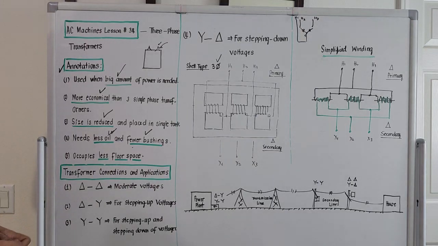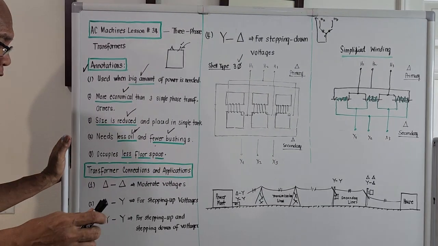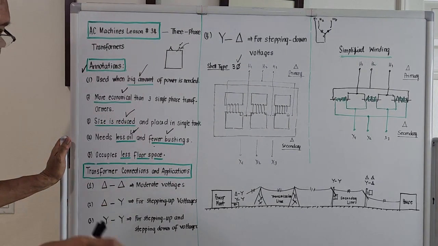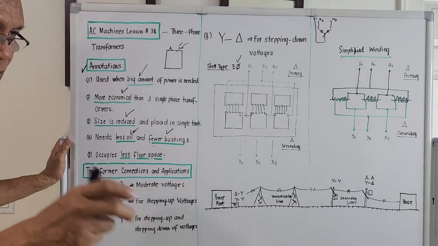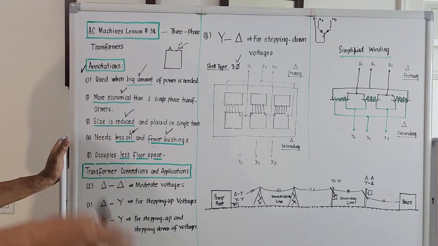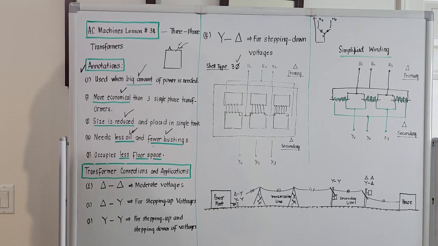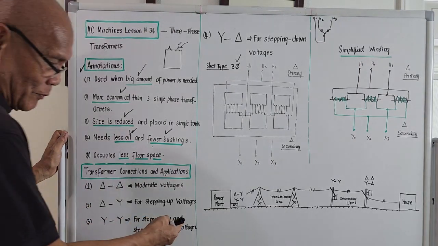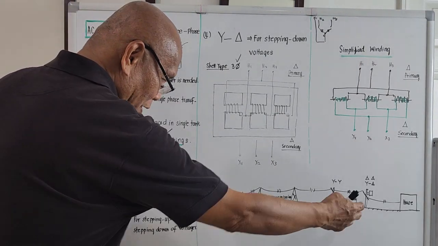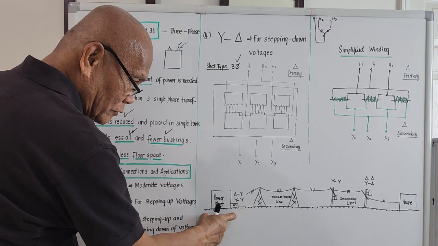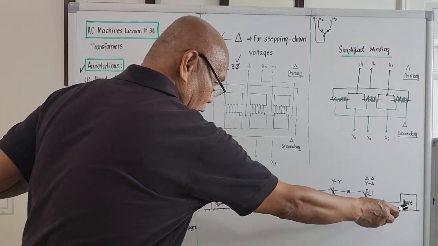Okay, let's try to bring out the transformer connections. The 3 famous connections for 3-phase transformers. There are 4 variations which are used. And I place this figure over here, from power plant to the household.